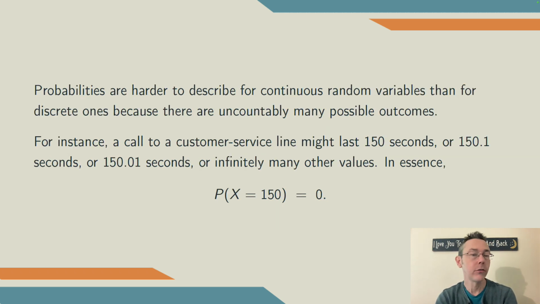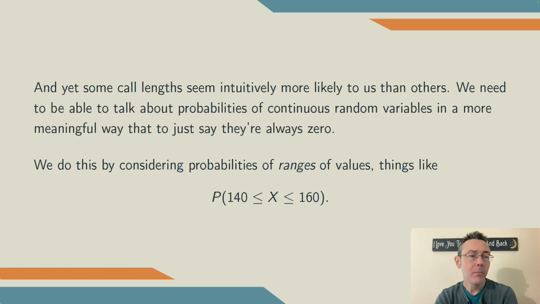Probabilities are harder to describe for continuous random variables than for discrete ones because there are uncountably many possible outcomes. For instance, if we're thinking about calls to a customer service line, the call might last 150 seconds, but it could equally last 150.1 or 150.01, or infinitely many other possible values. So in essence, the probability of any particular outcome is essentially zero. And yet, some call lengths seem intuitively more likely than others.